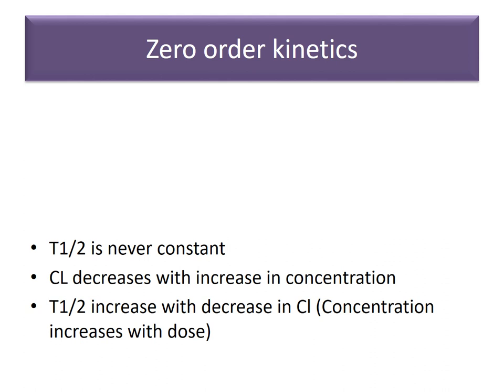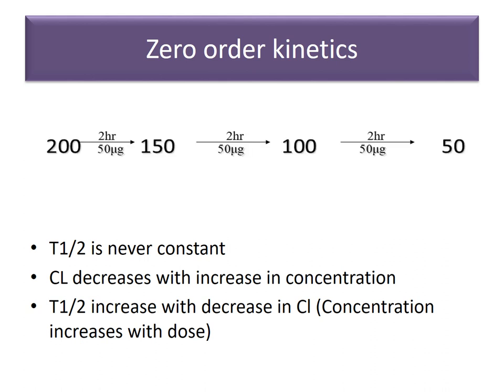Here you can see an example where a drug is 200 microgram and in 2 hours it has eliminated 50 microgram. So here a constant amount is eliminated and it becomes 150 microgram. In the next 2 hours, the next T half, again it can only eliminate 50 microgram, so it becomes 100 microgram. Next 2 hours again 50 microgram.